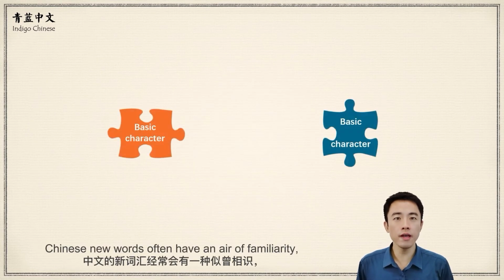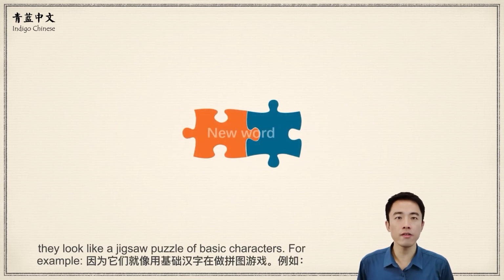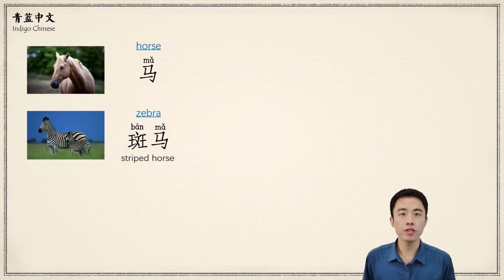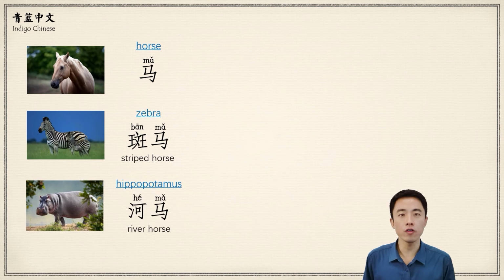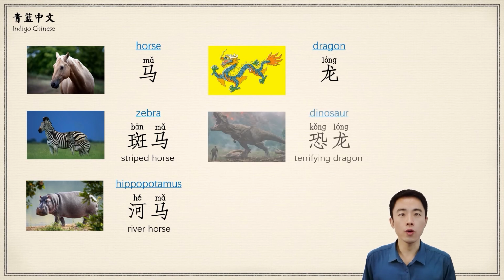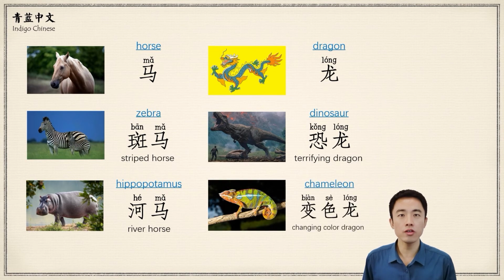Chinese new words often have an air of familiarity. They look like a jigsaw puzzle of basic characters. For example, ma is horse. Ban ma means striped horse, which is zebra, and he ma means river horse, which is hippopotamus. Another group, long, is dragon. Kong long means terrifying dragon, which is dinosaur, and bian se long means changing color dragon, which is chameleon.